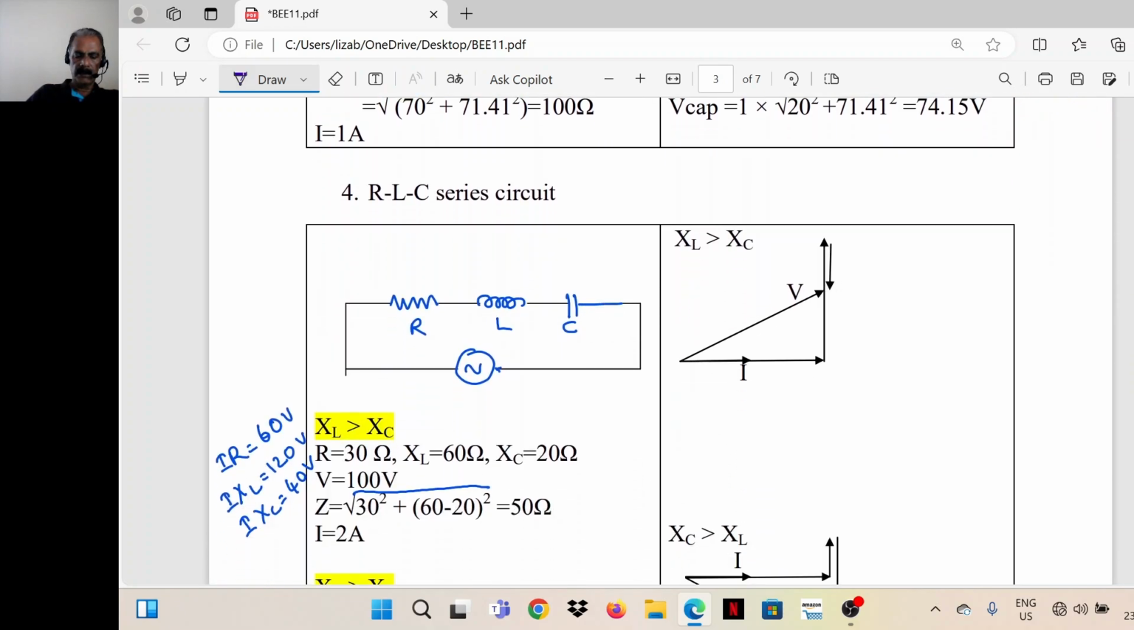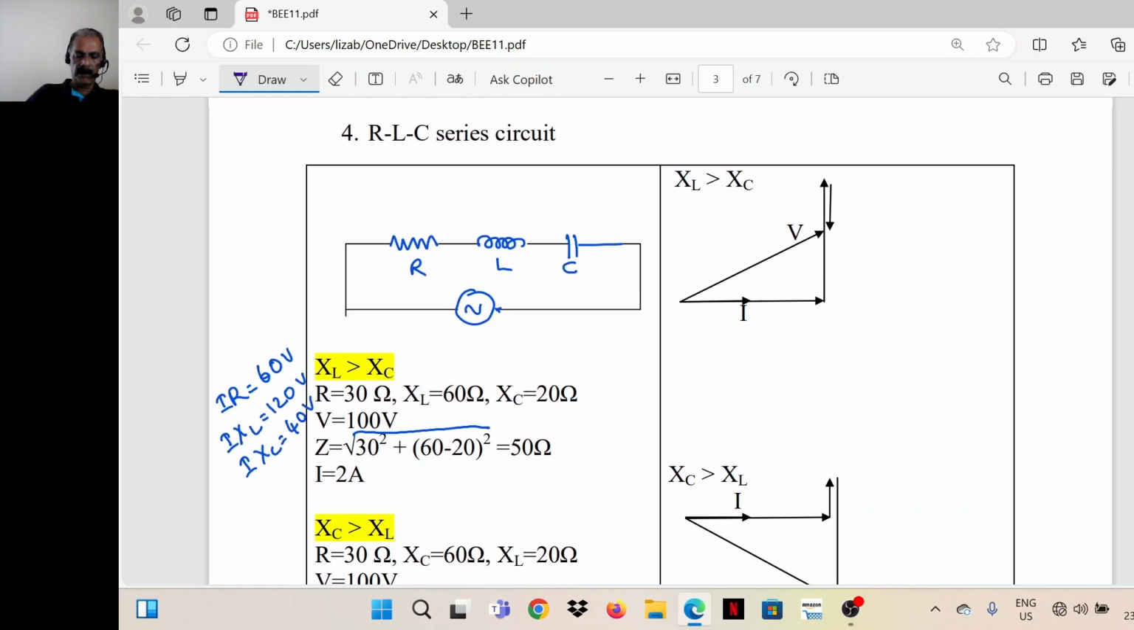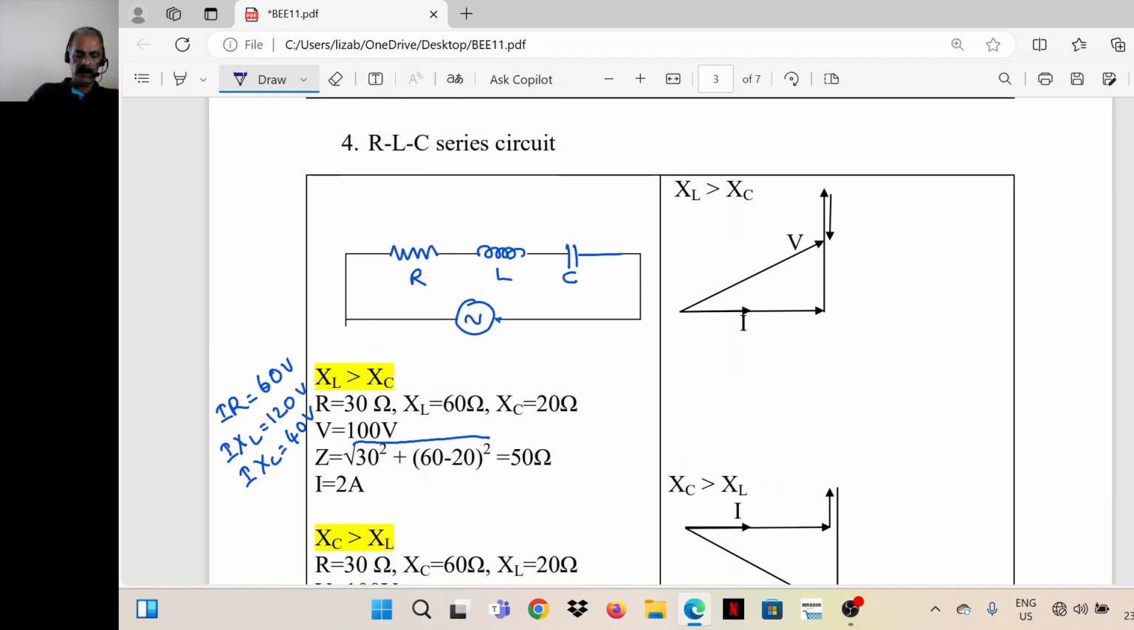Next, RLC series circuit. Here there are three elements: one resistor, one inductor, one capacitor. R is given as 30 ohm. Inductive reactance is given, inductance value is not given, we don't need it. This is 60 ohm. Capacitive reactance is 20 ohm.